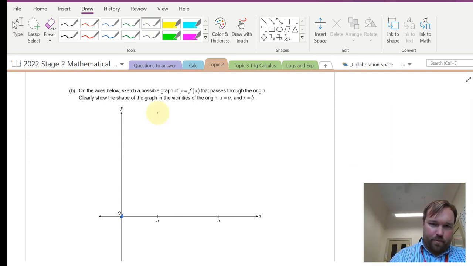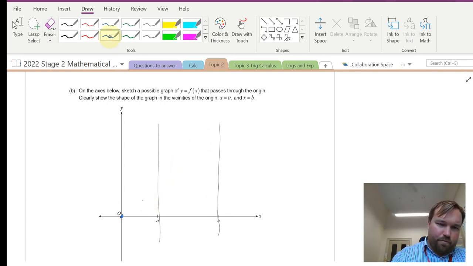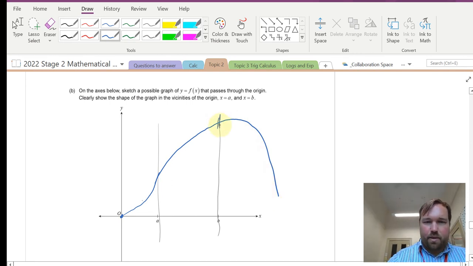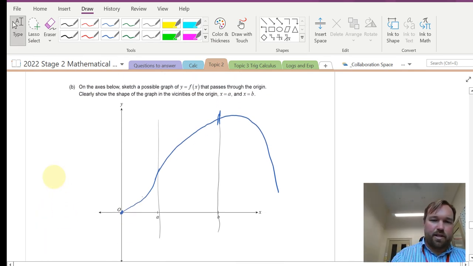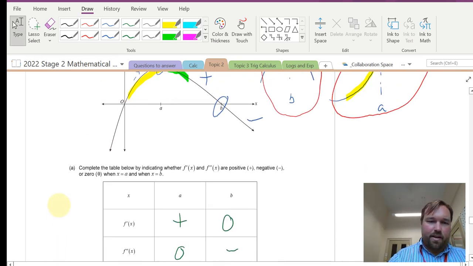A, B, B we want to max. Make it more obvious. Oh, that's a shocker. We want it starting at the origin, going very steep there, less steep, and peaking at B. All right, imagine that line to B. Now there are lots of different ways you can do that. The key is making it obviously steep, making it obviously peak, and then with the arrows on the end.